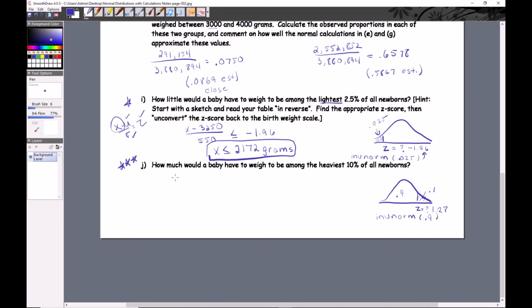All right, so again, we're looking for an x value, minus 3250 divided by 550. This time it's got to be greater than, I'm just going to leave the equal off. Forget the equal. We'll get rid of that. All right, 1.28. And so multiply by 550, add 3250, you should get x is greater than 3,954 grams. That makes sense because your mean is 3,250. This needs to be bigger than that. All right, so there it is.